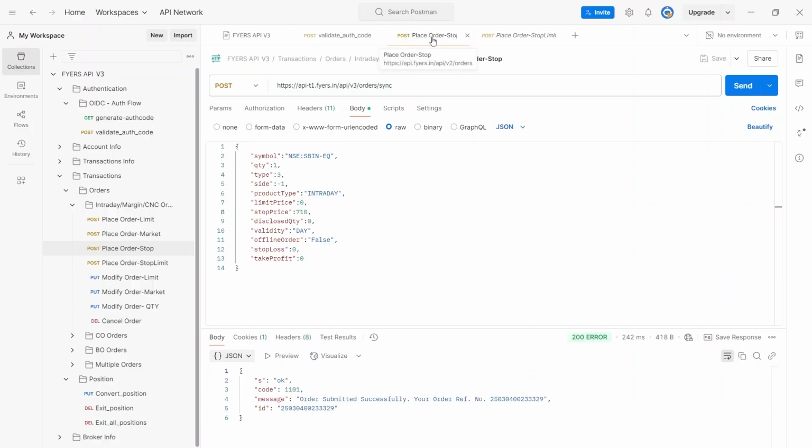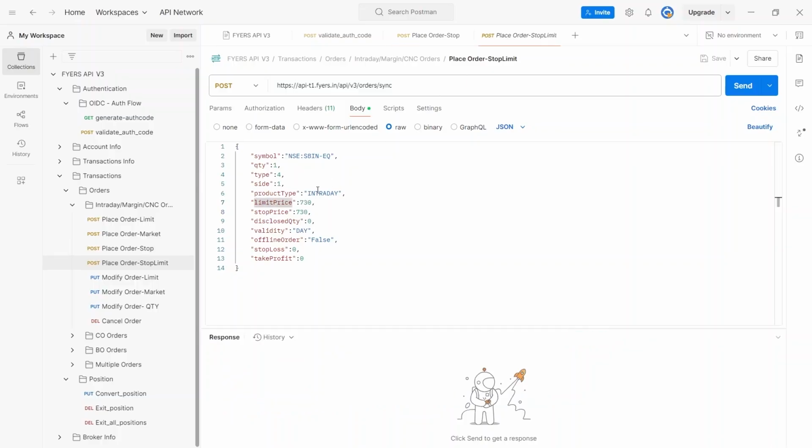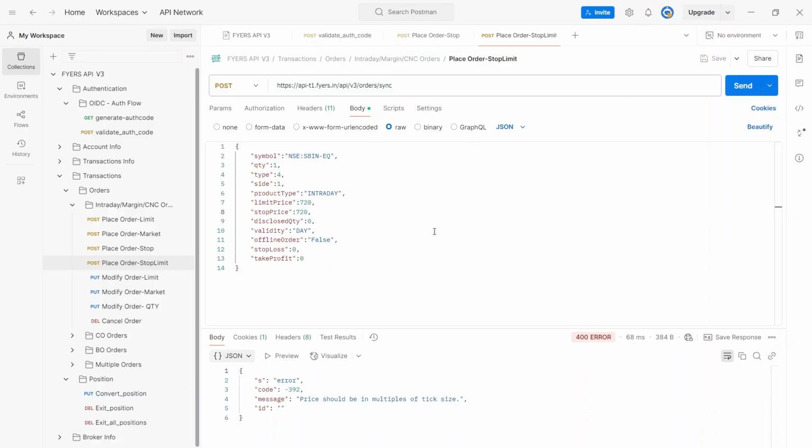So just to show you the difference, if we go to the normal stop order, there is no limit price, but if I come to stop limit, I also have the limit price. So again, let's try for 720 again. Save it and let's run it. And you will see once I do that, it is giving me some error. You can see the price should be in multiples of tick size. That means this limit price is probably wrong. Let's try to put it as 720.5. Let's run it again. And now it has been able to submit the order successfully.